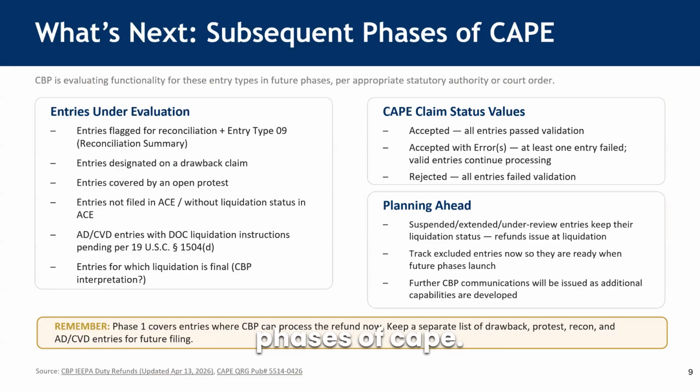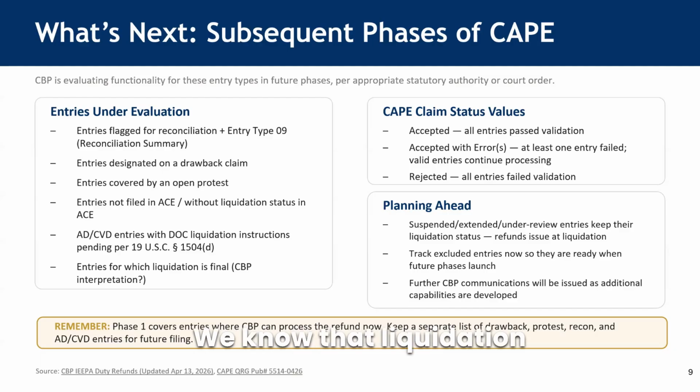Okay, so subsequent phases of CAPE. Remember, we're just in phase 1. There are going to be subsequent phases. I believe reconciliation will be phase 2. Entries that are on a drawback claim to get all of your IEEPA back, entries covered by protests, all these different things, dumping. And then the big question is at the bottom, entries for which liquidation is final. And what does that mean? Customs might feel final is 90 days because that's the close of their reliquidation cycle.